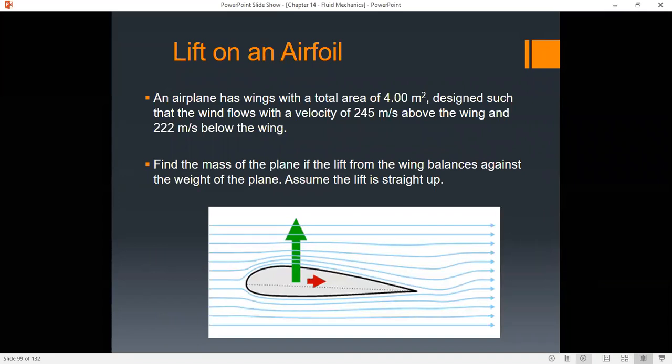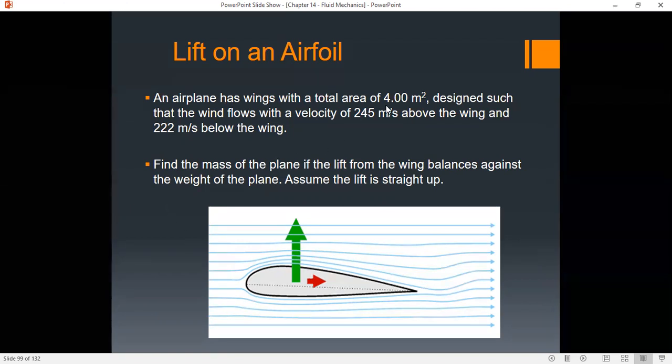Okay. Here's a calculation. Again, the airflow stream doesn't actually look like this. More accurately, the air would be forced down after going through this. Let's say we have an airplane wing with a total area of 4 meters squared. It's designed such that at cruising speed, the air above the airfoil goes 245 meters per second. The airflow below the airfoil goes 222 meters per second. Find the mass of the plane if the lift from the wing balances against the weight of the plane.